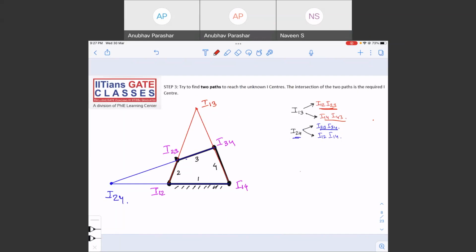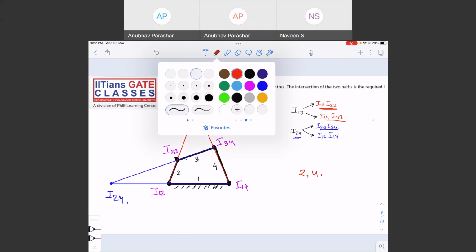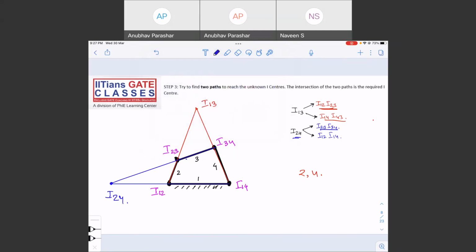For example, if you choose link number 2 and 4, sorry. How come suddenly this is in a matter of half an hour? Anyways, okay, fine. We'll try to finish it off.